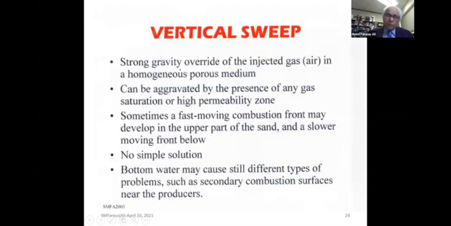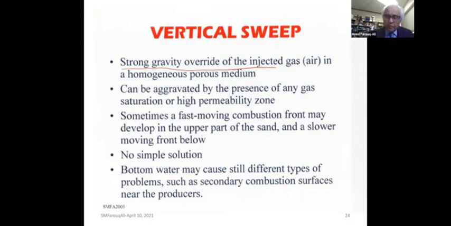Now, vertical sweep is a big subject, but let me just say this: you have very strong override, because of air density. What is the density of air? About 0.05 pounds per cubic foot at standard conditions. Oil is more like 50, 60 pounds per cubic foot. So there's severe air segregation, gas segregation.